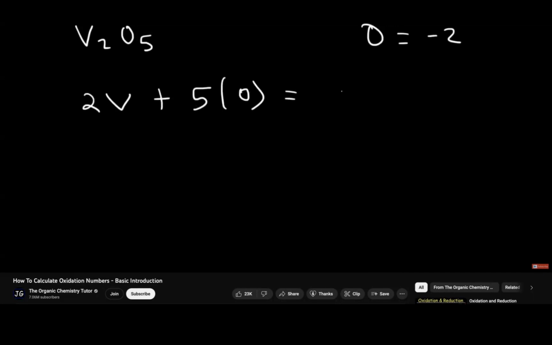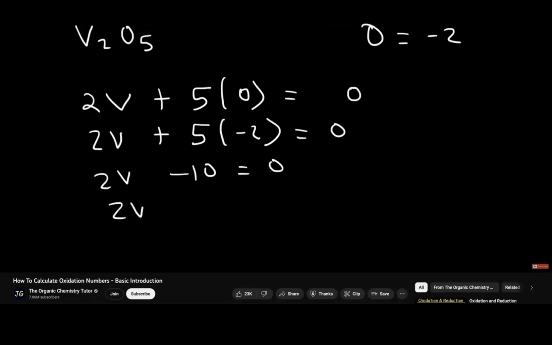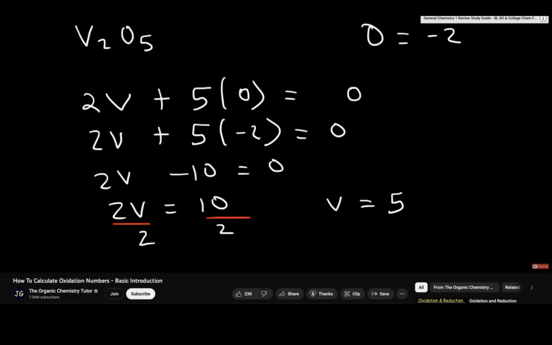Here's another example. Find the oxidation state of vanadium and oxygen in this compound. So this is called vanadium oxide. So whenever you hear the word oxide, oxygen has a -2 charge. So we got 2 vanadium atoms plus 5 oxygen atoms with a net charge of 0. So each oxygen atom has an oxidation state of -2. 5 times -2 is -10. And then add 10 to both sides, so 2V is equal to 10. Next, divide both sides by 2. So 10 divided by 2 is 5. And so the oxidation state of vanadium is +5.